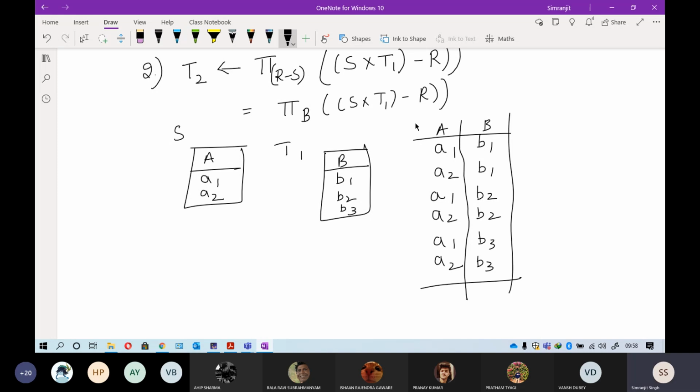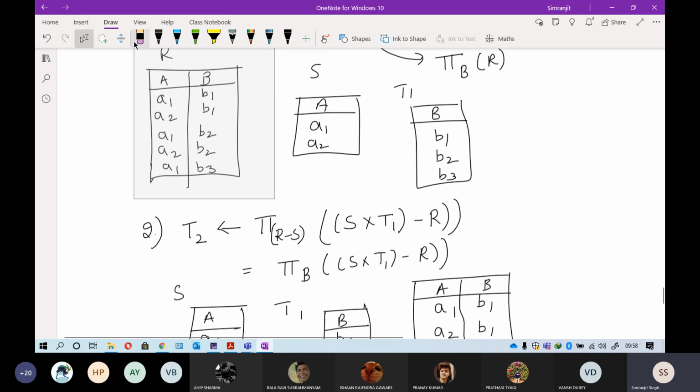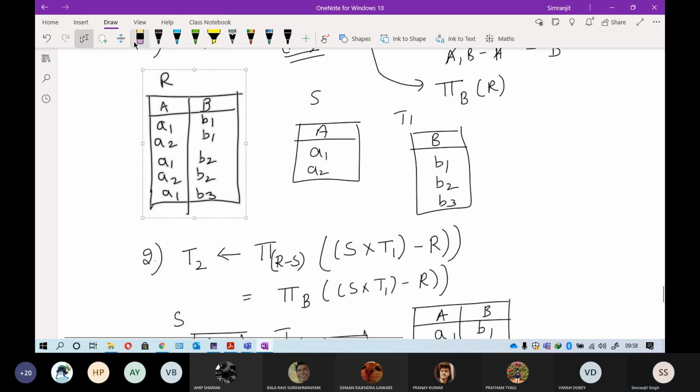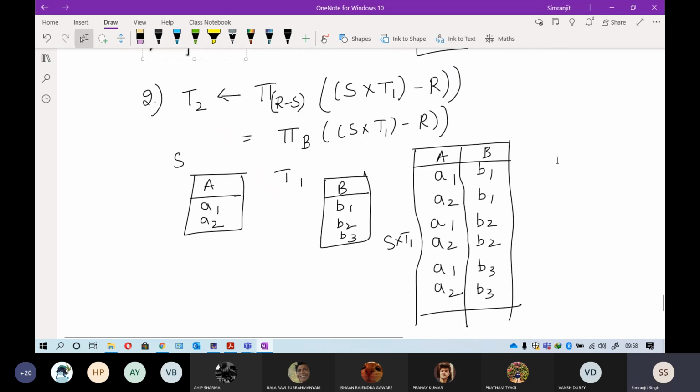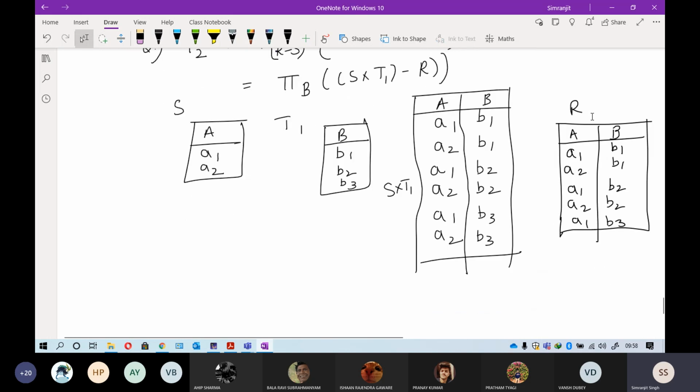Now this is the relation you got from S into T1. Now you have to subtract R from it. So what is R here? I'm just copy and pasting R again. R is very simple. The division and multiplication part is very simple. Now you just have to subtract it. Both of them have the same degree. S into T1 and R have the same degree of two columns and the same data type also. There is no problem now. You can easily subtract it.